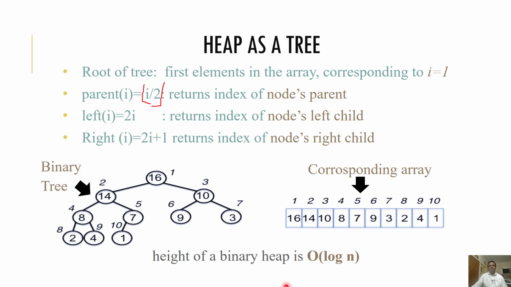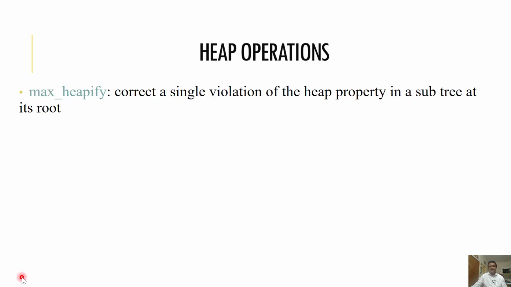By this formula we can find parents and children, and the tree height is log n because this is a nearly complete binary tree. It will be complete if the number of elements is 2 to the power n. So this is our heap, which is an array basically, and we are viewing this array as a tree. Now we want to have a max heap. What is the advantage of having a max heap?